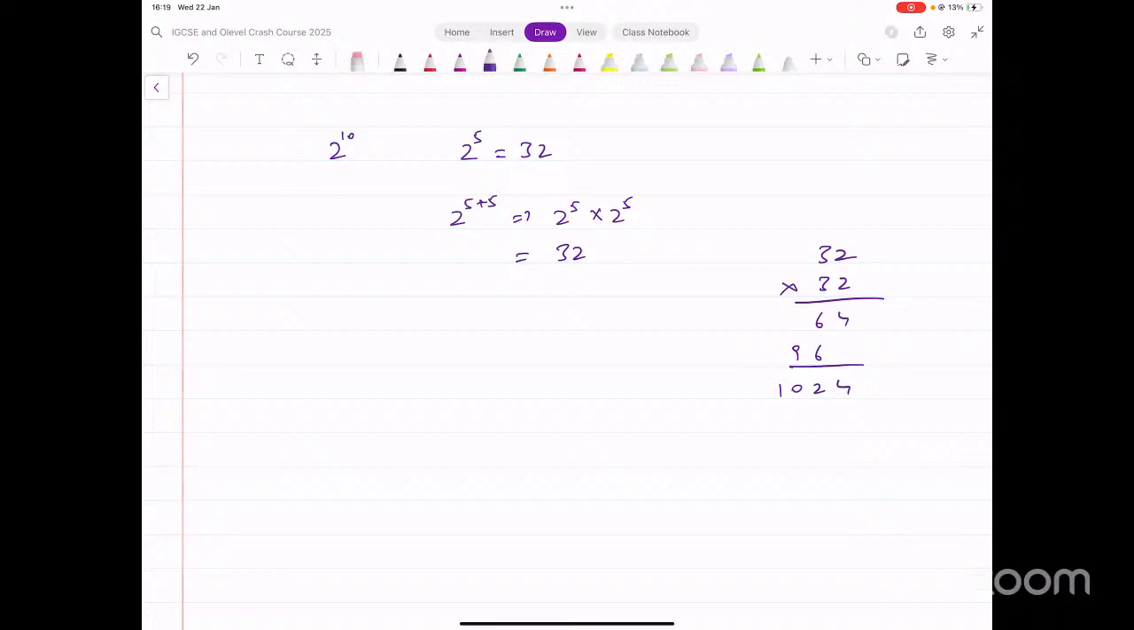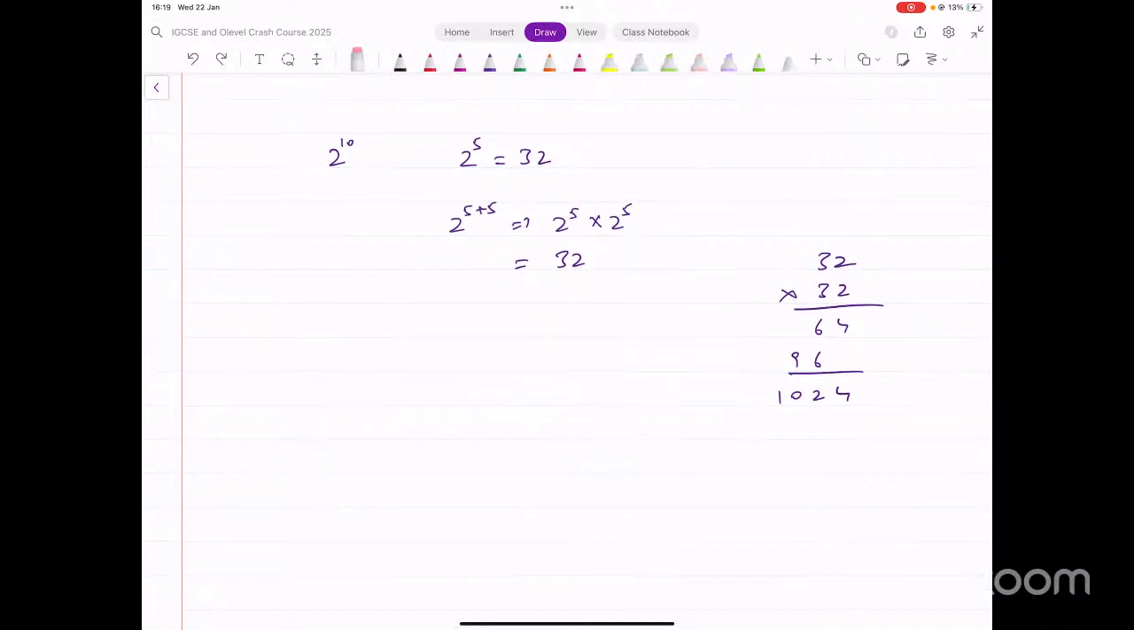So you don't keep multiplying by 2. Instead, you can find 2 raised to power 5 and then multiply that by 2 raised to power 5. That's one idea. Or once you know 2 raised to power 5, you can multiply by 2 a few more times in your head if you think your mental math is good. So 32 times 2 is 64, then 128, then 256, then 512, and then 1024.